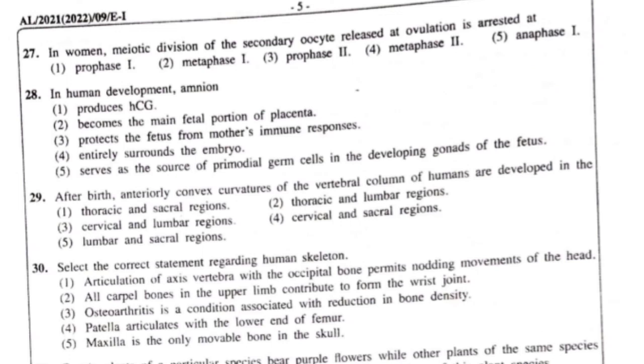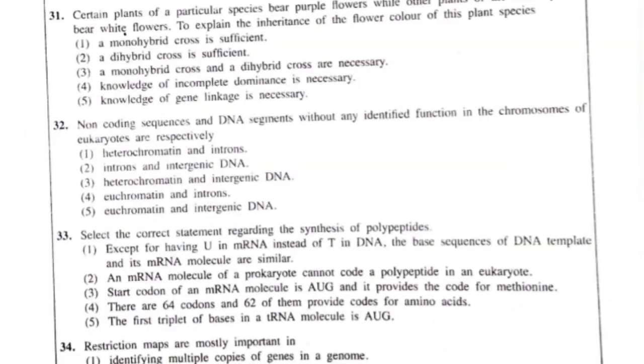The third statement is also wrong. Reduction in bone density is associated with osteoporosis, not osteoarthritis. The fourth statement says the patella articulates with the lower end of the femur. That is the correct answer. The fifth statement says the maxilla is the only movable bone in the skull. That is wrong. It should be the mandible. The mandible is the lower jaw and that is the only movable bone in the skull.